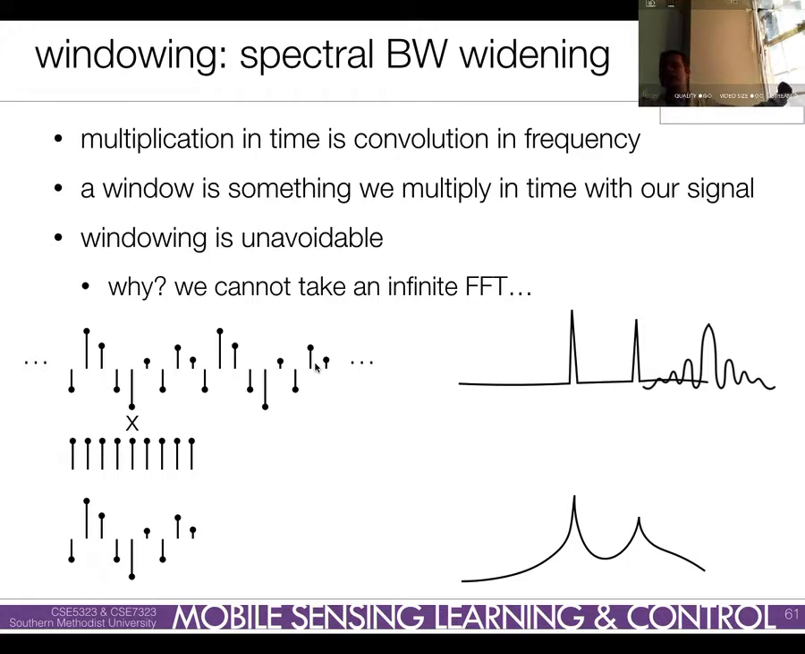So we can only take an FFT of say 1024, 4096. So we have to grab those samples. Essentially what we've done is multiplied that array by this rectangle, right? An array of all ones. All right? So the second that we multiply those in time, we've done convolution in frequency.